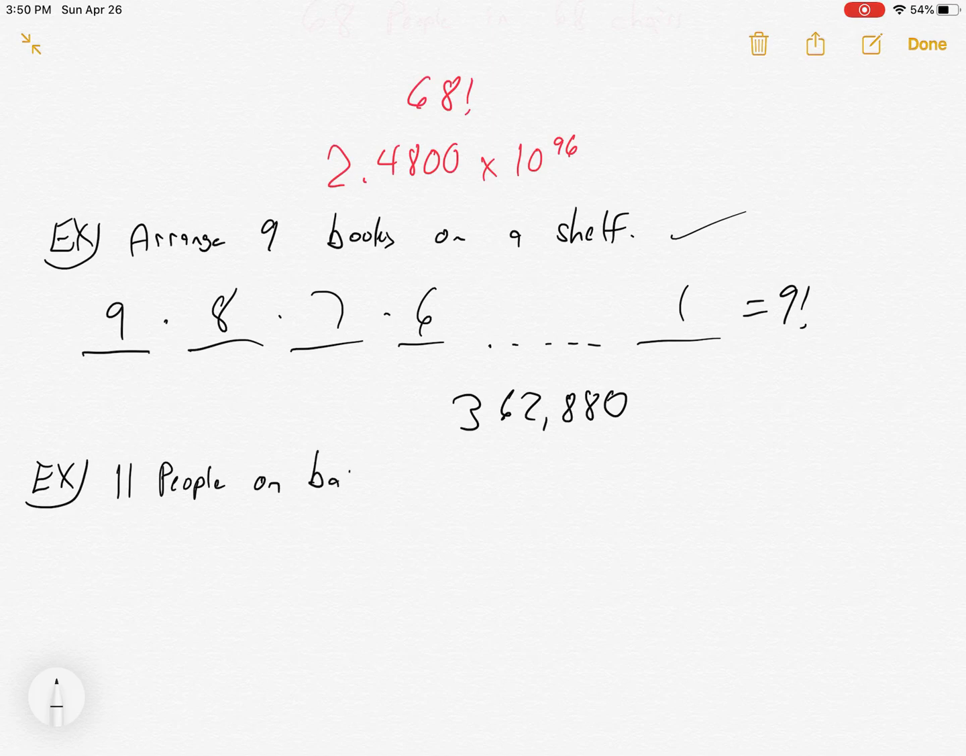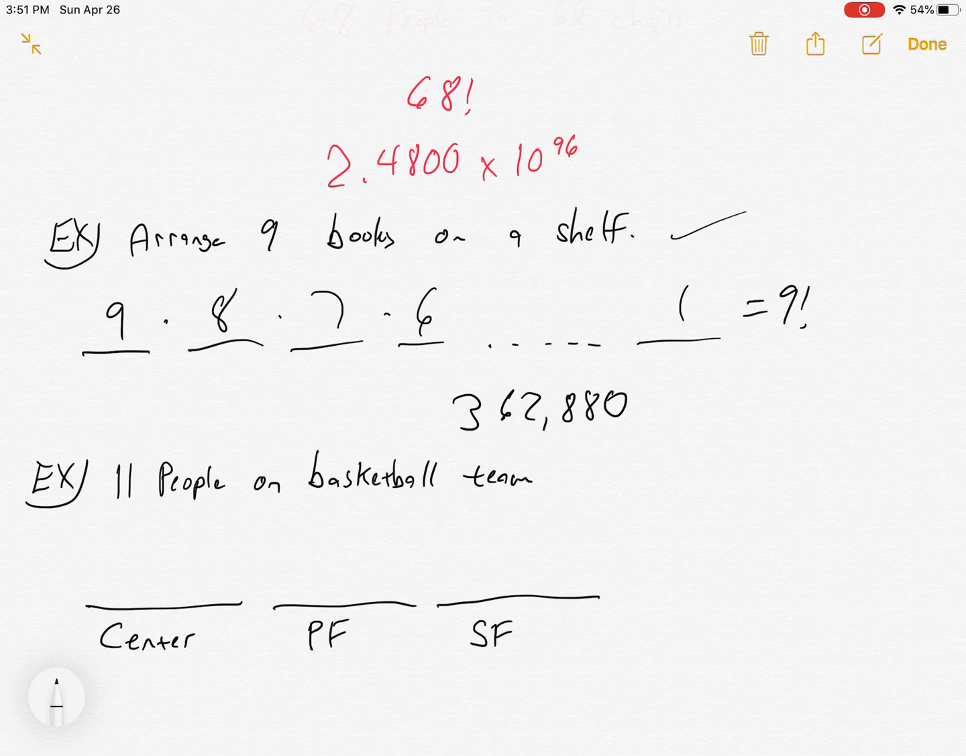Okay, finally, last one. Another example is a team. So let's say you have 11 people on a basketball team. And you're going to set your starting lineup. Your starting lineup's going to have a center, or maybe you call him a post. It's going to have a power forward, a small forward. It's going to have a shooting guard and a point guard.